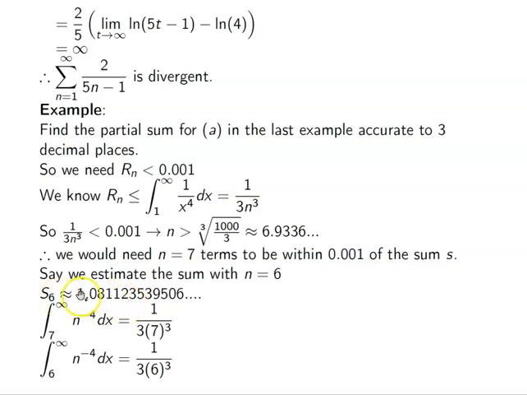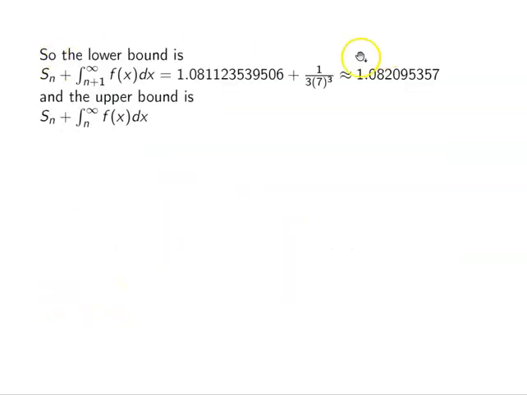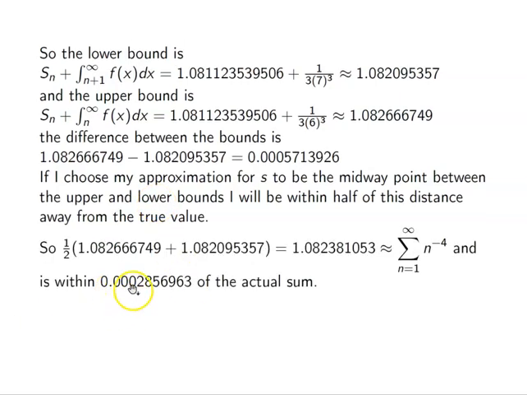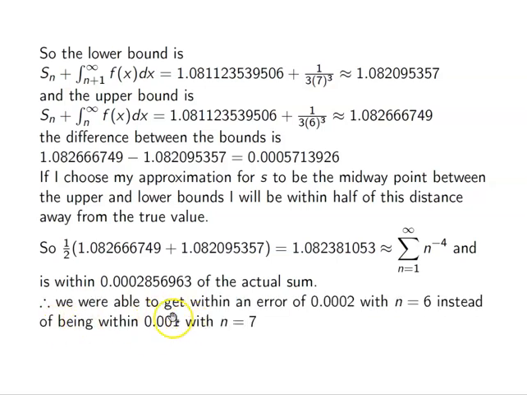So 1.0811 I know is not 7 terms. This is 6 terms, so this is less accurate than 0.001. I can use this bounding of using the integrals with that partial sum in order to be even more accurate than I was for what I needed, right? So instead of being 0.001 away, I'm 0.0002 away. Okay. So again, we're able to get within an error of 0.0002 with n equals 6 instead of being within 0.001 with n equals 7. Okay, so that's pretty nice. Right? Okay, see you guys on the next one.